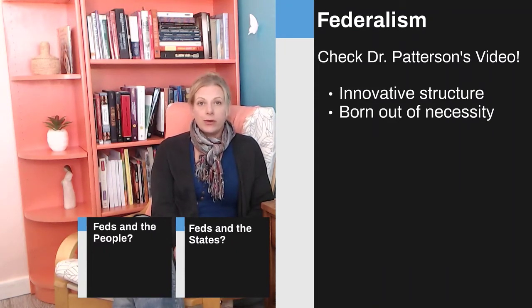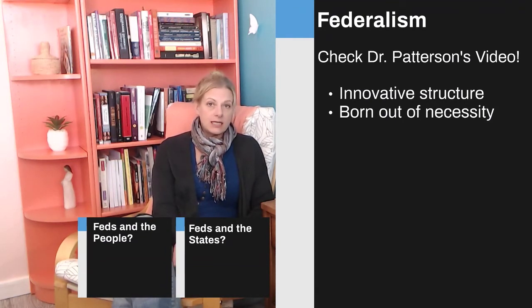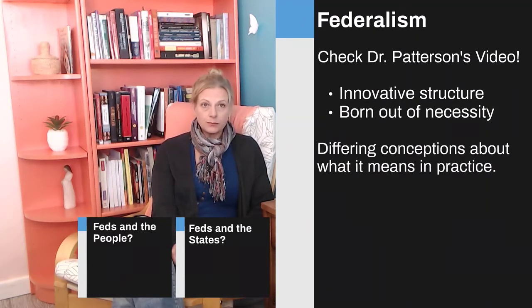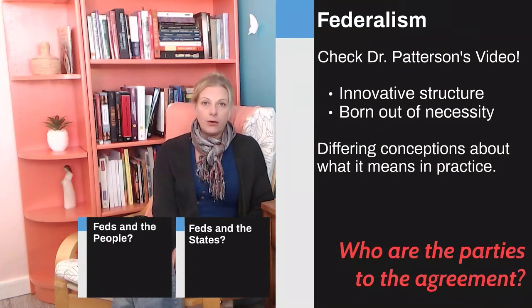It's important to remember, though, this is an innovative government structure that was unique to the American experience, born out of the necessity of taking a bunch of existing sovereign entities and creating sort of a superstructure government over top of them. So in terms of American federalism, there are very different conceptions about what this actually means in practice. And we can understand some of those differences by thinking about different understandings of who the parties are to the agreement that we see in the Constitution.